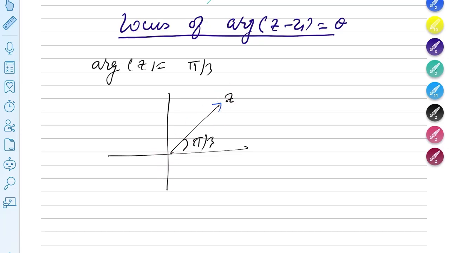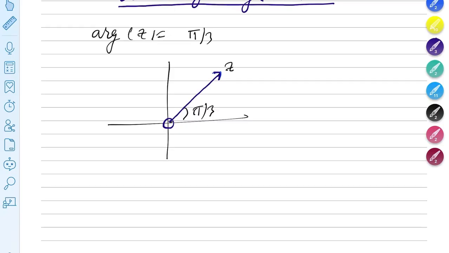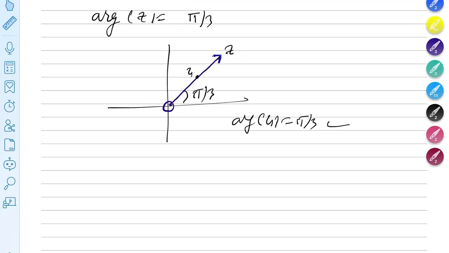Now one important thing is this represents all the values originating from the origin, going outward at the angle of pi by 3, except the origin, except z equal to 0. Why? See, let's say some point is here, let's say this is z1. We know that the argument of z1 is pi by 3, it is correct.